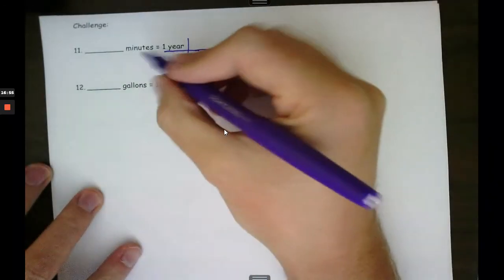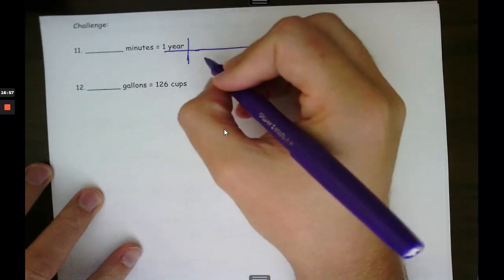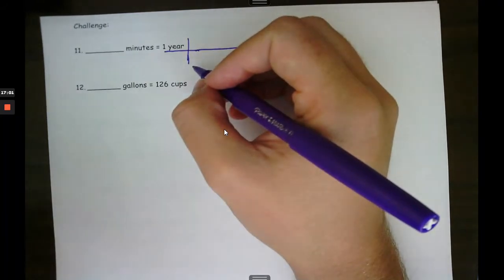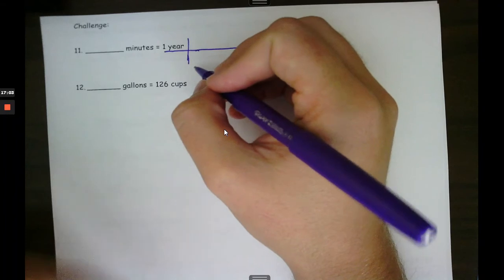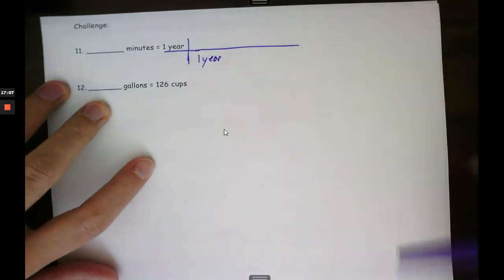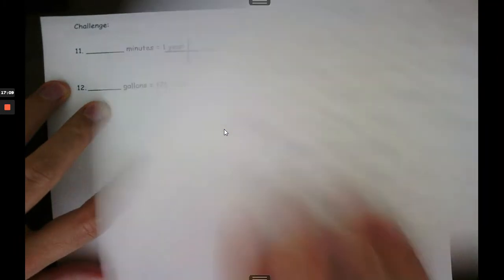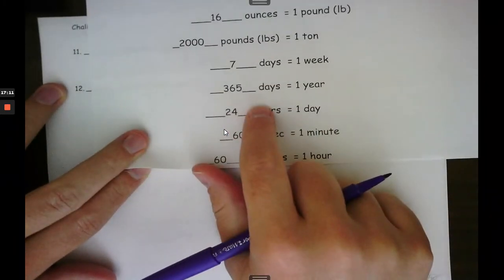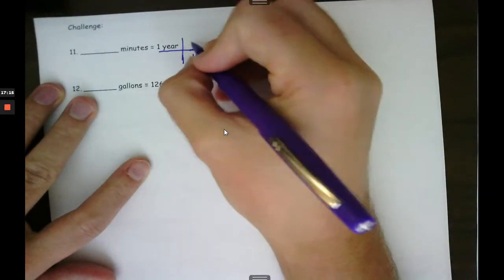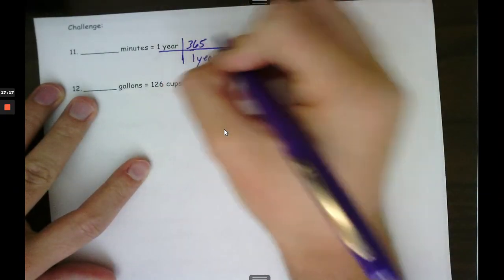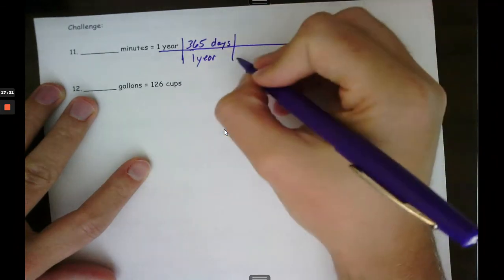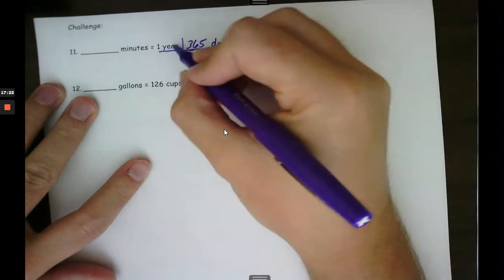So I'm going smaller, so I need to work my way down. So what can I change years to that makes a lot of sense? Some people might say weeks, some people might say days. I'm going to go with days because I think I know that one, right? In 1 year, how many days go by? If you need it, you can look here, you have it on here. 365. We're not going to count leap year. 365 days in a normal year. Okay? And then that's going to get rid of years for me.